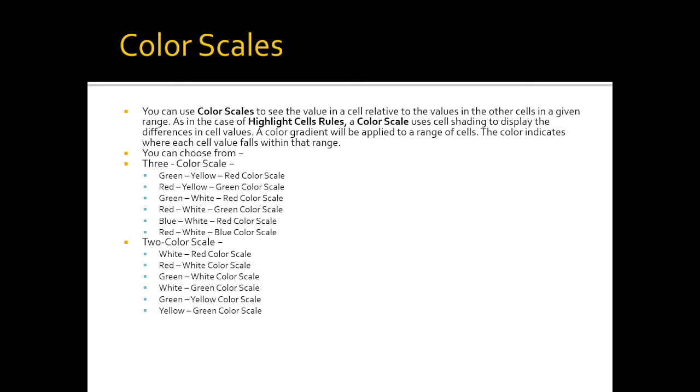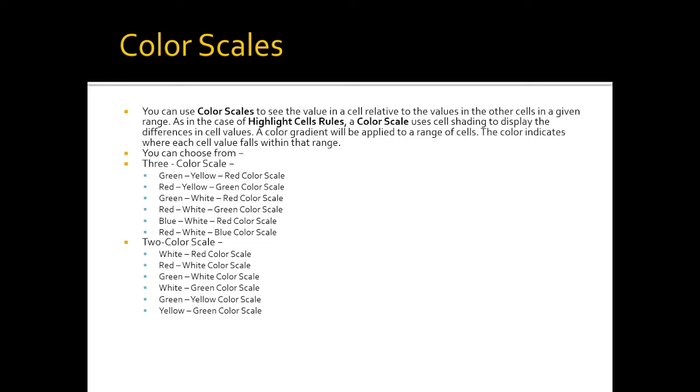We have now also color scales. You can use color scales to see the value in a cell relative to the values in the other cells in a given range. As in the case of highlight cell rules, a color scale uses cell shading to display the differences in cell values. A color gradient will be applied to a range of cells. The color indicates where each cell value falls within that range.